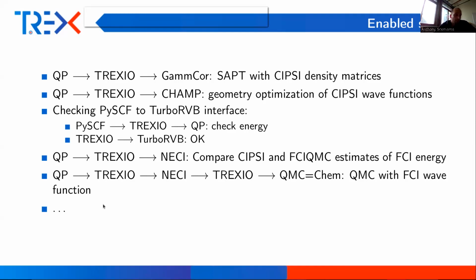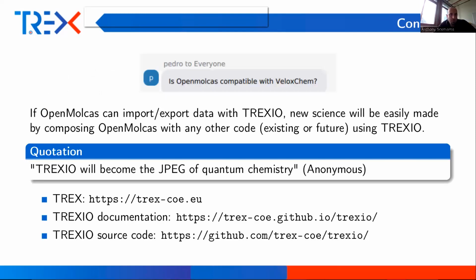And then we can imagine some complicated things like Quantum Package to TREXIO to NECI, where we do a full CI QMC calculation, we go back to TREXIO, and then we give this to QMC to do a QMC with a full CI QMC wave function. So now we can do by composition lots and lots of things. So it's quite nice.